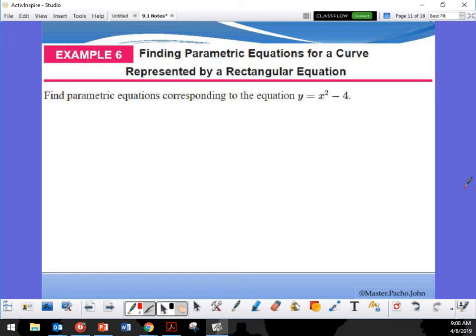Okay, so this one right here, we're gonna find parametric equations corresponding to the equation of y equals x squared minus 4. So the big thing that we did is, anyone recall? What do we got to change? The xy's, right? Okay, so x equals t. So if x equals t, what do we get?